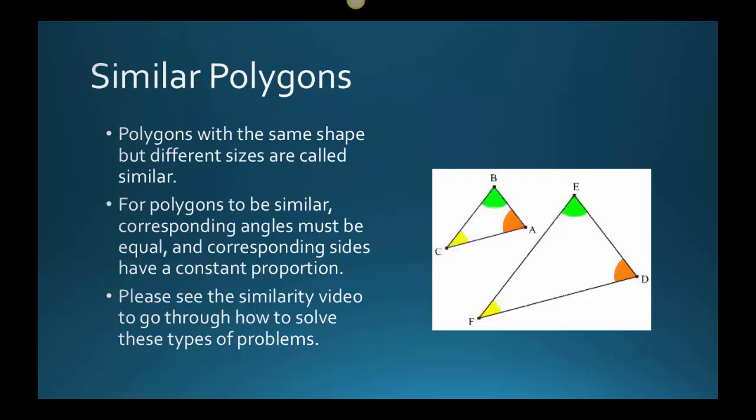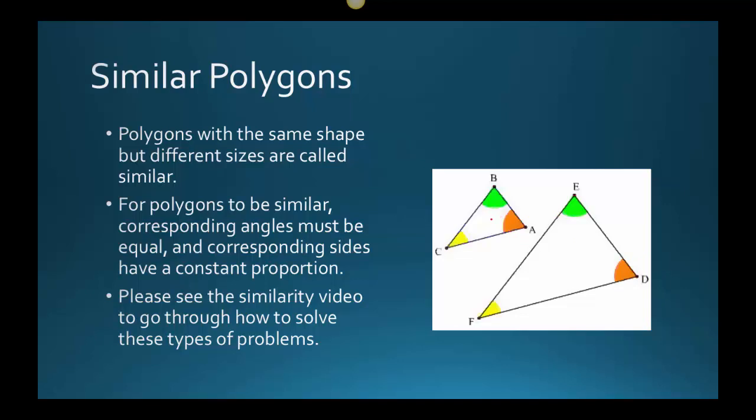Similar polygons will also come up, which are polygons with the same shape but different sizes. For polygons to be similar, corresponding angles have to be equal and corresponding sides have to have a constant proportion. So it's not that the side lengths are the same. That's definitely not true. You can see this ABC is much smaller than DEF, but the angle would be the same. So if they say this one was 20, which is not, this would be 20. If this was 70, this would be 70. So they will be the same.